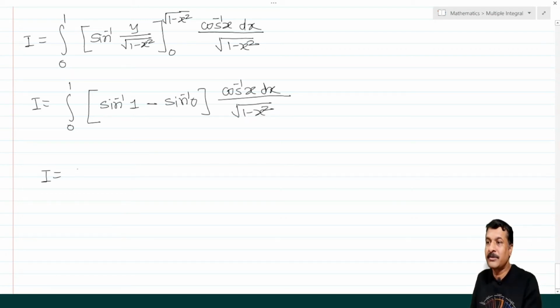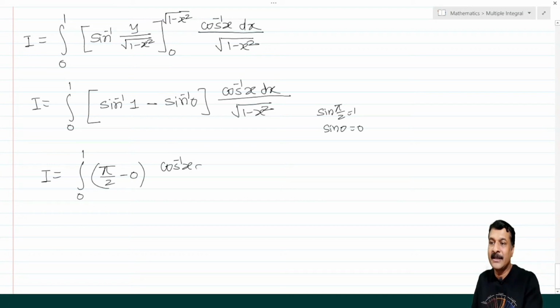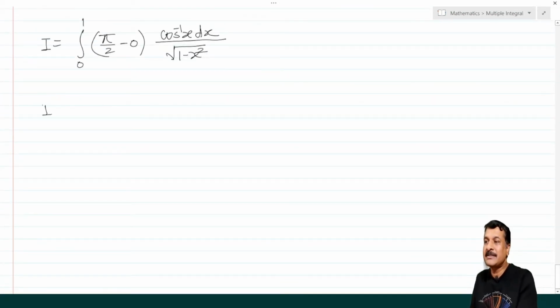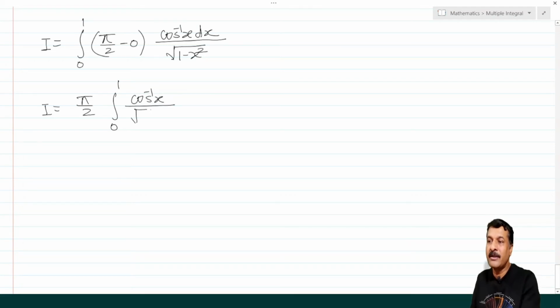So I equal to, what are the standard values? Sine pi by 2 equal to 1, means sine inverse 1 is pi by 2, and sine 0 equal to 0 means sine inverse 0 is 0. So I am getting pi by 2 minus 0 into cos inverse x dx upon under root of 1 minus x square. So pi by 2 is a constant, we can take it outside. So I am getting simple pi by 2 integration 0 to 1 cos inverse x upon under root of 1 minus x square dx.